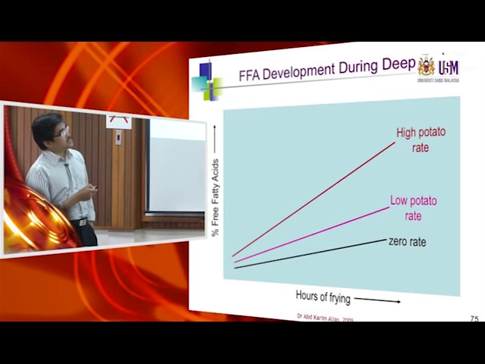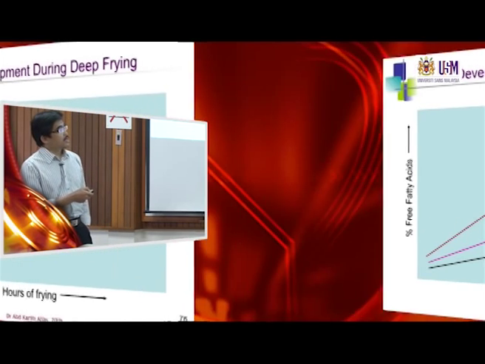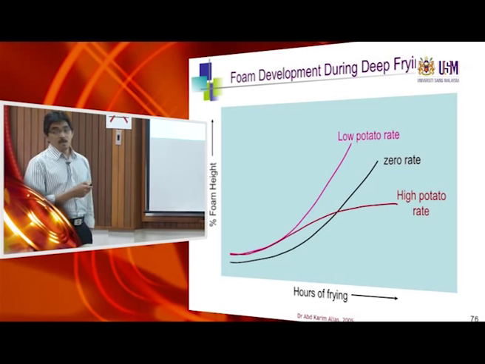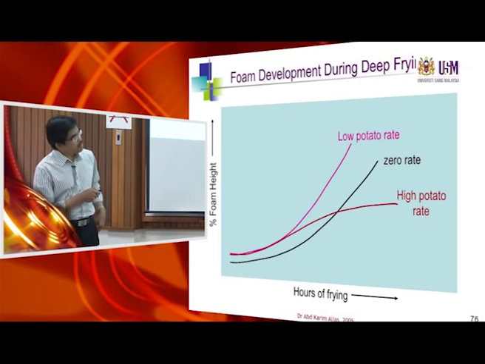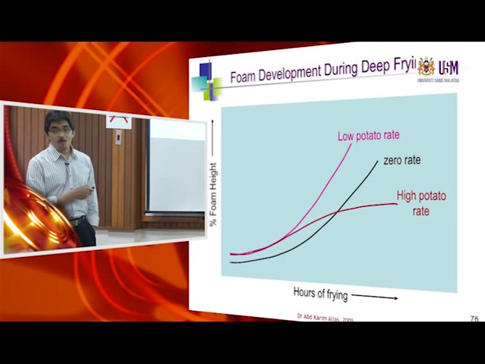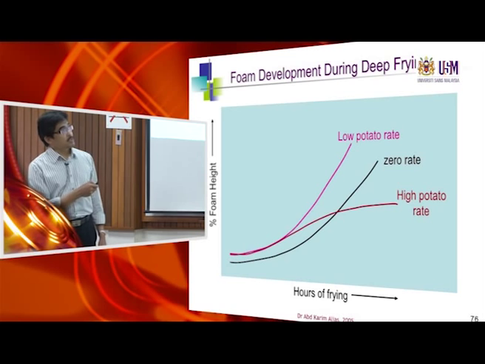So we can see we have three situations here: high potato rate, low potato rate, and zero rate. What it means here is actually refers to the amount of loading, the amount of potato that is being fried here. Okay. So we can see at high potato rate, we get more free fatty acid to form as a function of time. But low potato rate, we have less. And zero rate means just the oil without the potato. But still, we get the free fatty acid to form and increase as a function of time. Only that, it is lower than the low potato rate and much lower than high potato rate.